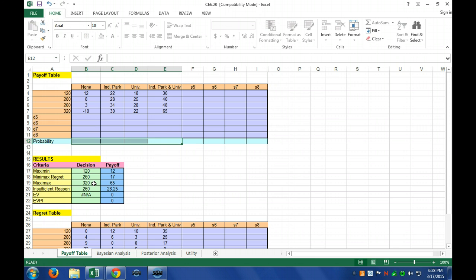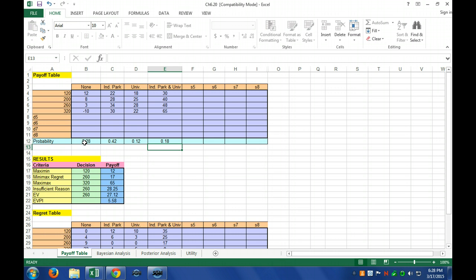So I want to put in the probability of these items. So the odds that neither happens, according to this, is what? What's the odds that neither of these happen? 28%. The odds of an industrial park only looks like it's 42%. University only looks like it's what, 12%. And the odds of an industrial park and university is 18%.